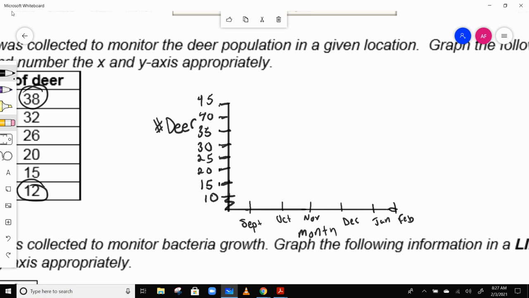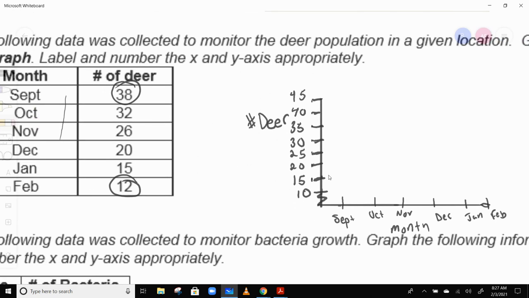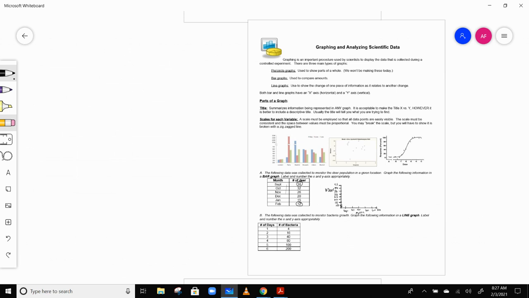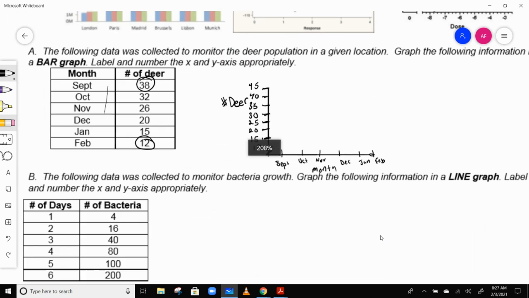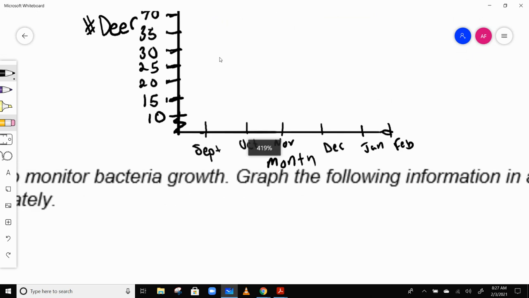So let's see here. Let's start with September. In September we had 38. Now 38 isn't exactly on the graph, so we have to estimate. We know that 35 and 30, so it's a little bit more than halfway. So it's probably right around here. Okay, and then I'll make my bar.